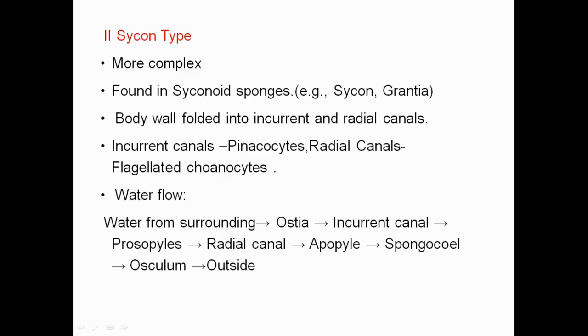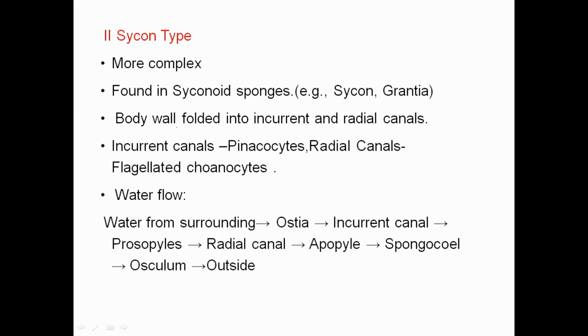Now we'll see the second type of water canal system, that is the Sycon type or syconoid type. This system is more complex than the Ascon type. Compared to the Ascon type, the Sycon type is a more complex water canal system, and it is found in the syconoid sponges like Sycon and Grantia.